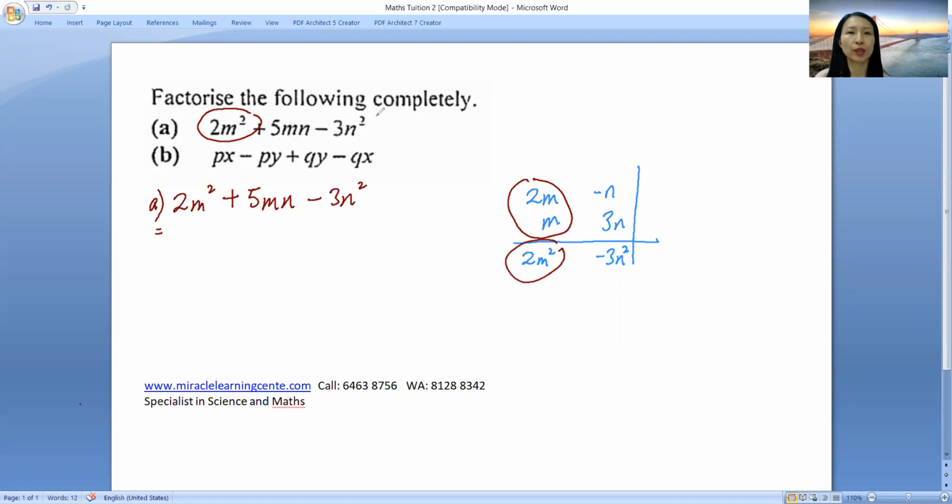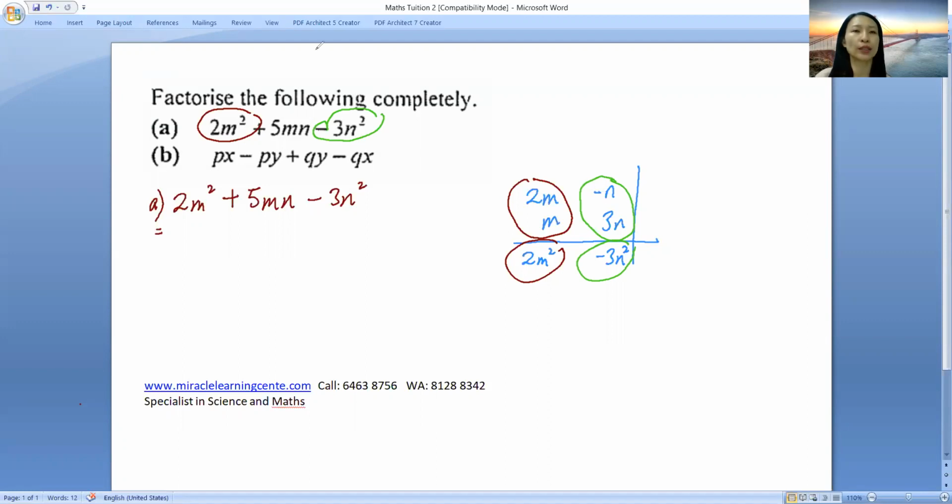Then we look at this one on the right hand side, 3n squared. 3n squared is n times 3n. We get 3n squared. But where do we put the negative? Okay, we'll take a look at it later because this is negative. Should it be put on the top one or the bottom one?